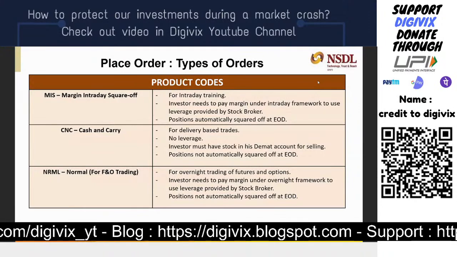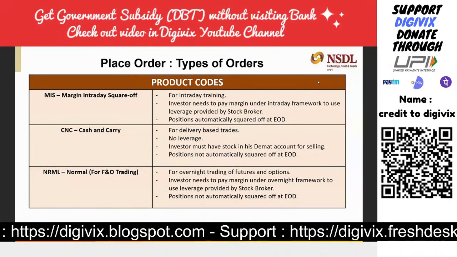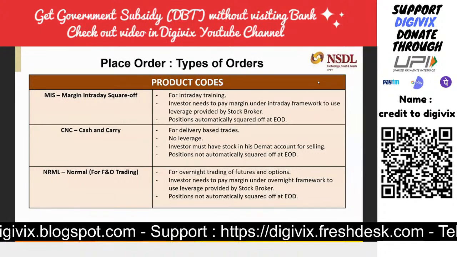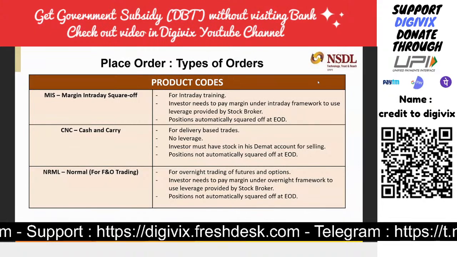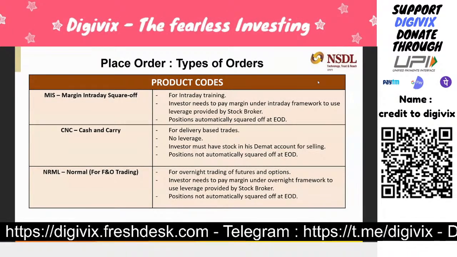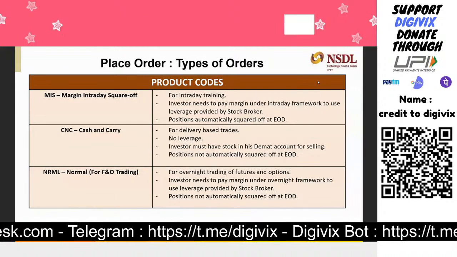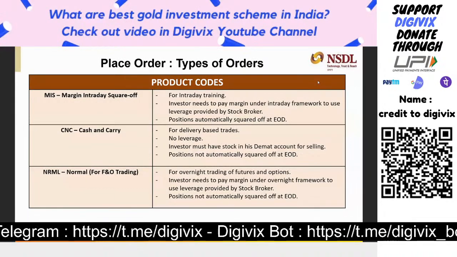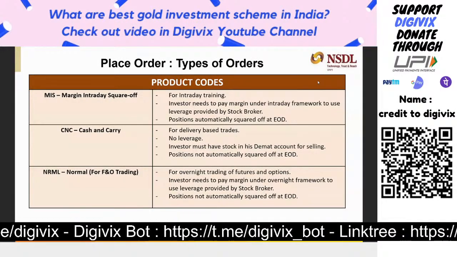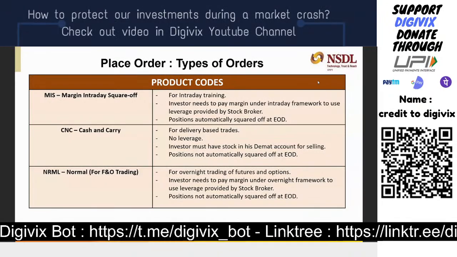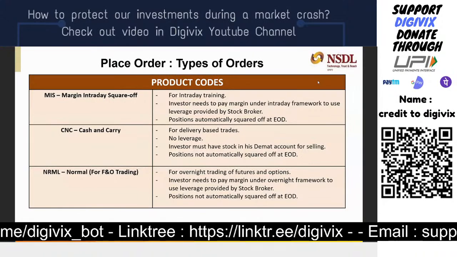There are a few categories, a few codes of types of orders which we need to understand, which you would be able to see in the mobile app or the browser. You would see something called MIS. As you can see on the screen, MIS is margin intraday square off. Intraday is where you buy and sell both on the same day. Delivery is where you buy something today but sell it on any day, but not today. That is cash and carry.